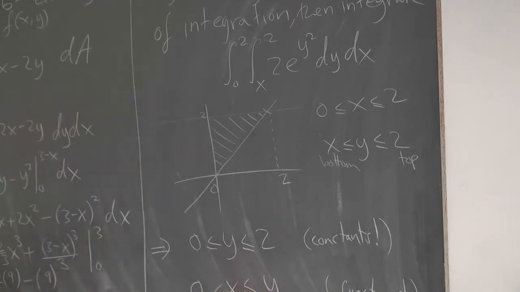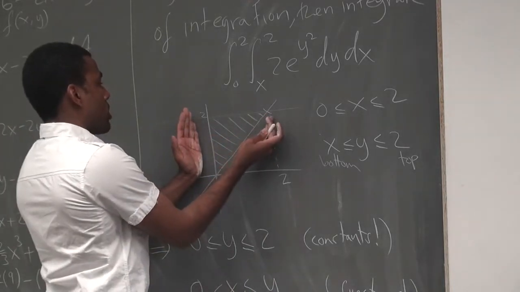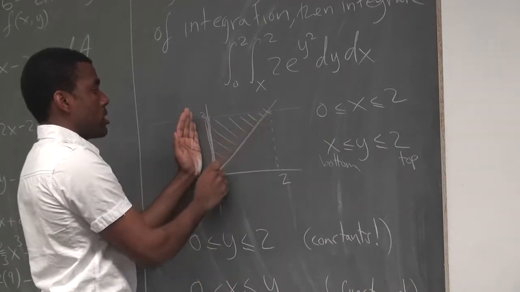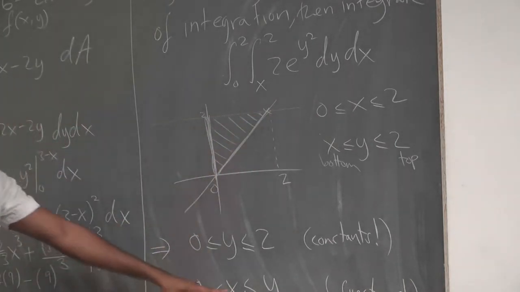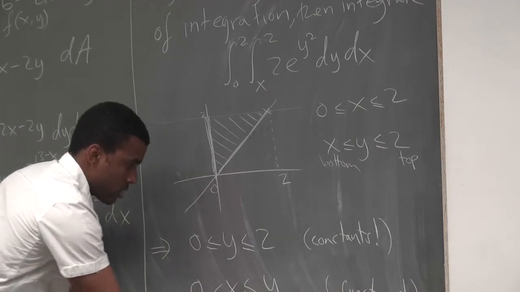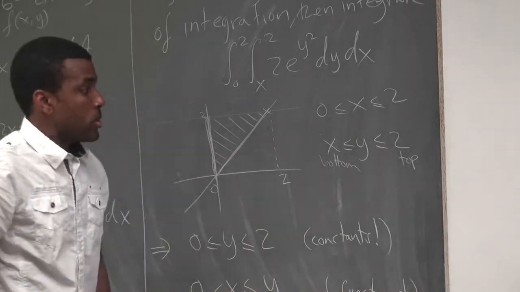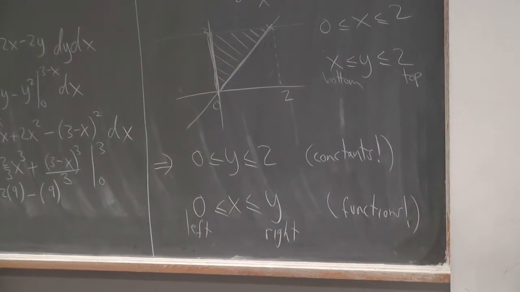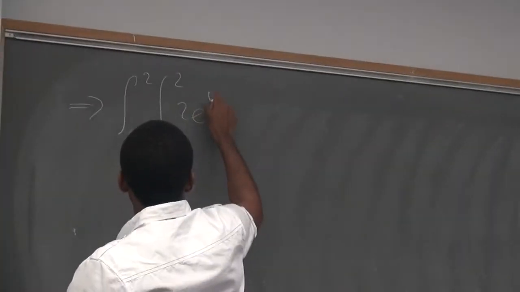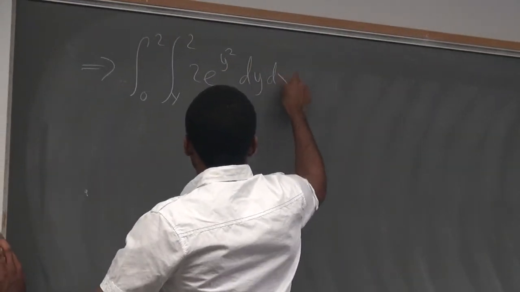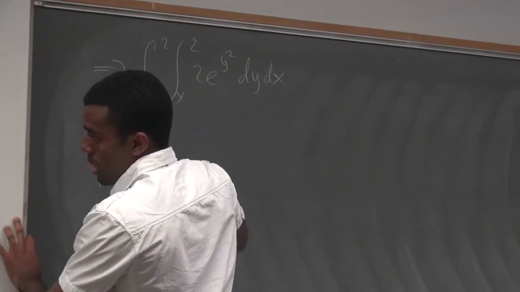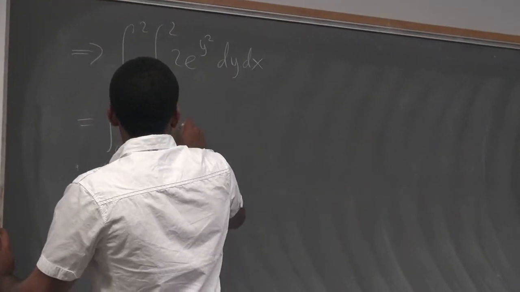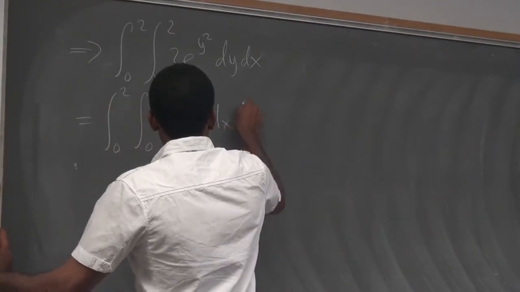0 to y, right? Because if you look on the shaded region, what's the function on the left? This, which is x equals 0. The function on the right is this, which is x equals y. So it goes from 0 to y, because it's always left to right. So this integral 0 to 2, x up to 2, of 2 e to the y squared, dy dx is actually equal to, I can do 0 to 2, 0 to y of 2 e to the y squared dx dy.